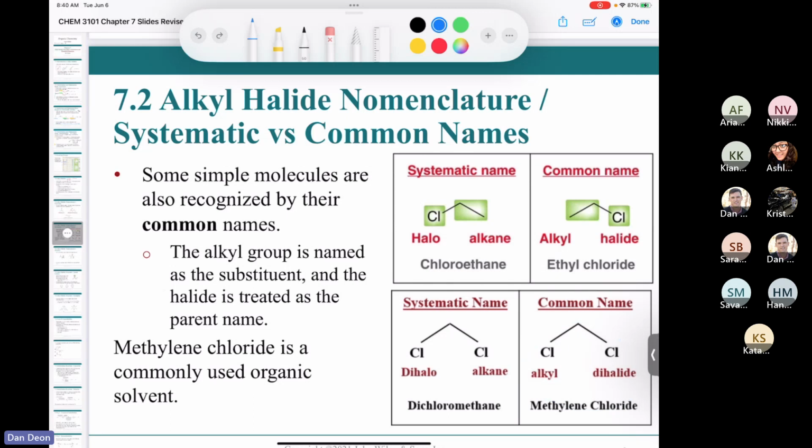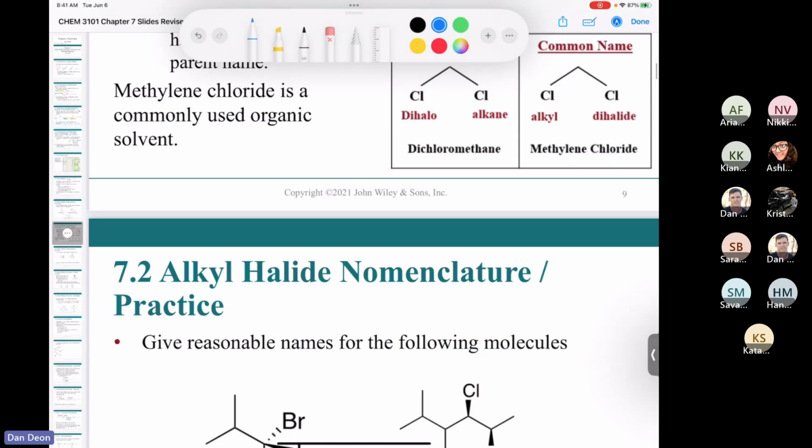So, how do you name something with a common name? The only time you can name an alkyl halide and give it a common name is if you know the alkyl group. You know that if you have 2 carbons like this, that's called an ethyl group. So instead of calling this molecule chloroethane, you can also call it ethyl chloride. You put the alkyl group first, and then you put the name of the halogen second. Both ways are acceptable, but the only time we use common names is when you see an alkyl group that you already know.